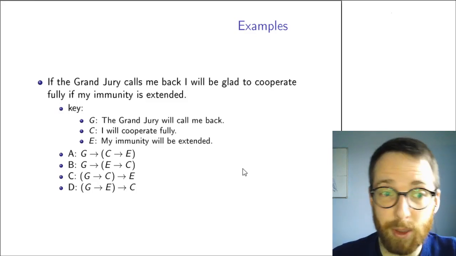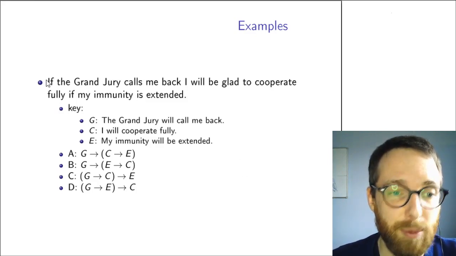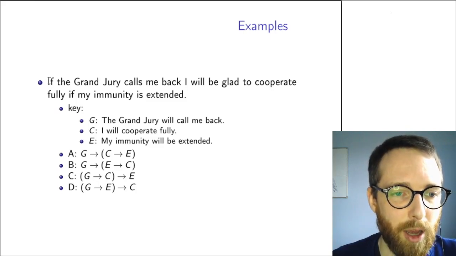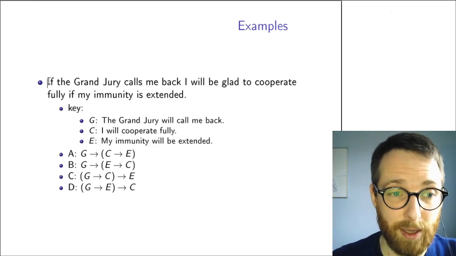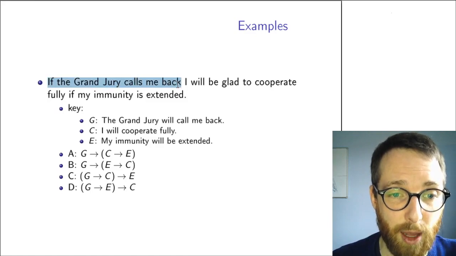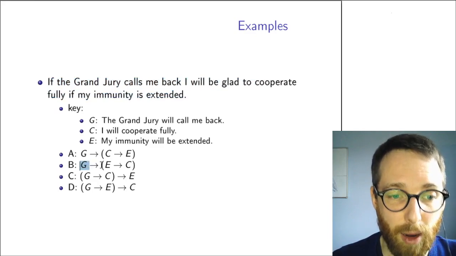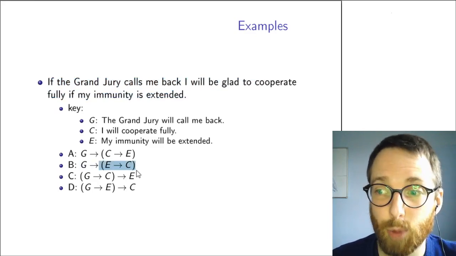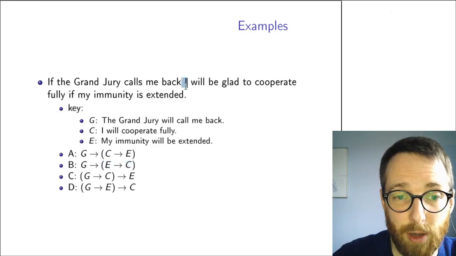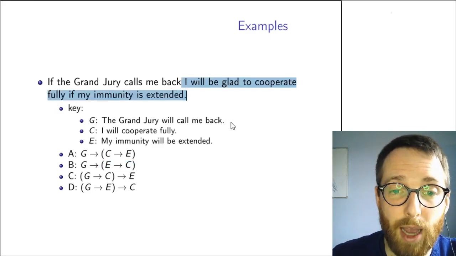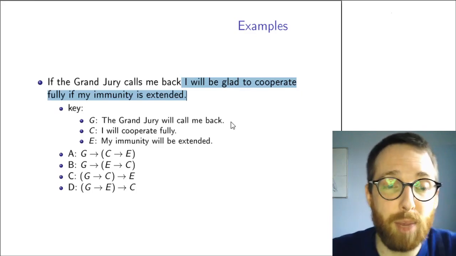Okay, let's look at the original sentence. I think this says something like, I'm just telling you why you were right. If you know you're right, you can go to the next video, whatever. But look, I think this sentence says, if the grand jury calls me back, then the rest of this. So that's why I like you having G arrow something in brackets, where the thing in brackets is going to be a symbolization of the rest of that sentence. The rest of that sentence says, I will be glad to cooperate fully if my immunity is extended.